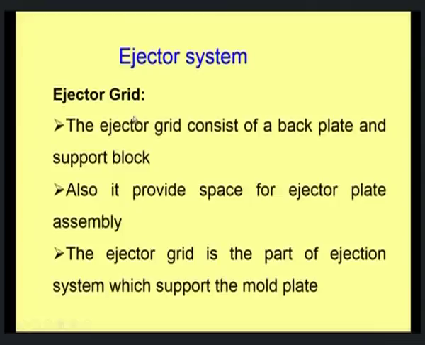First, we will see what is meant by ejector grid. The ejector grid basically consists of a back plate and support blocks. Normally there will be two rectangular support blocks placed on top and bottom of a back plate, and it also provides space for the ejector plate assembly. In between these two support blocks, the ejector plate assembly would fit in. The ejector grid is the part of the ejection system which supports the mold plate.